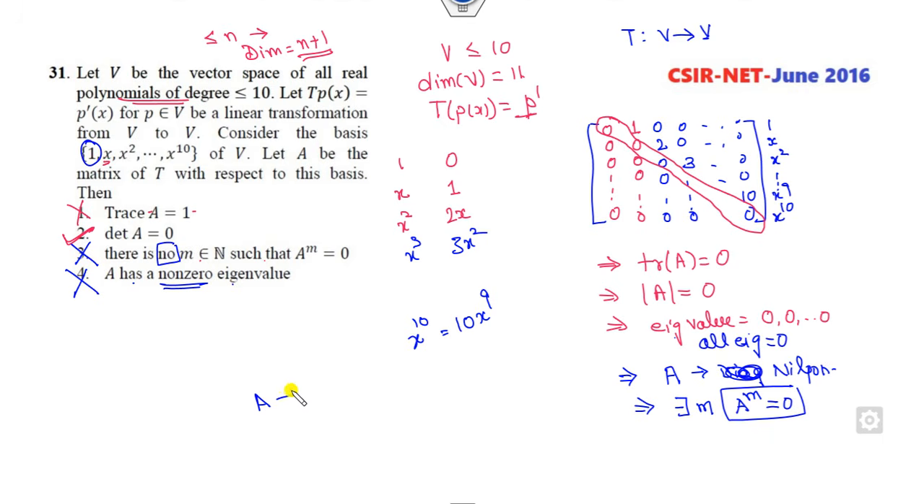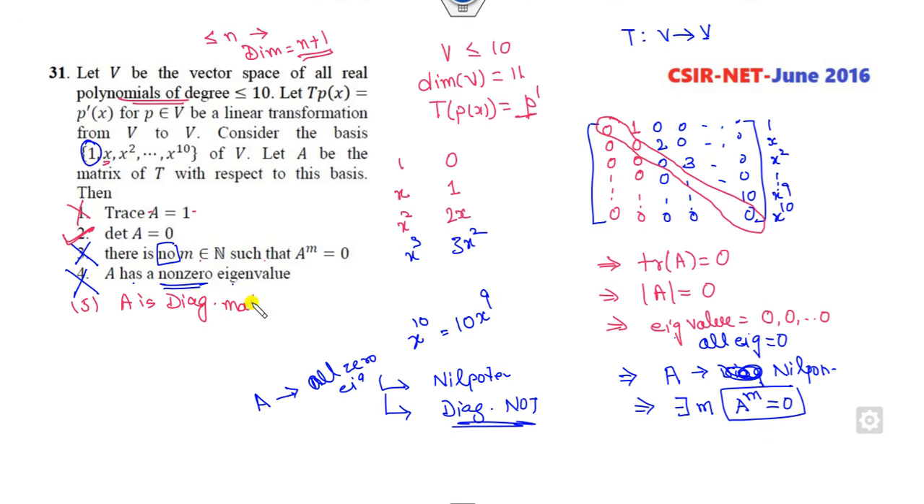Okay, here is another tip related to that. If A has all 0 eigenvalues, what is the meaning of that? A is a nilpotent matrix. Once A is a nilpotent matrix, it is not a diagonalizable matrix. Right now they are not talking about diagonalizable matrices, but if they ask whether A is diagonalizable, then again that option is cancelled out, because a nilpotent matrix can never be diagonalizable. So in this case B is the correct answer.